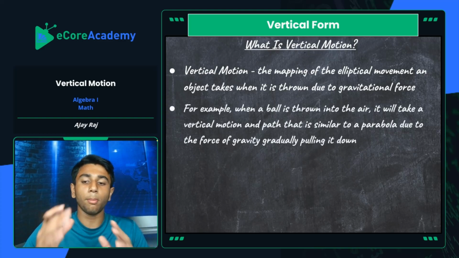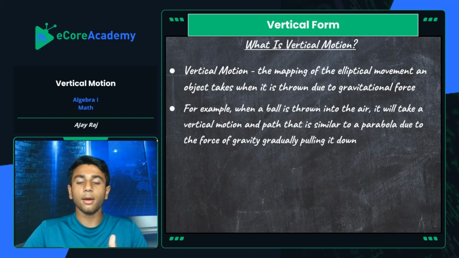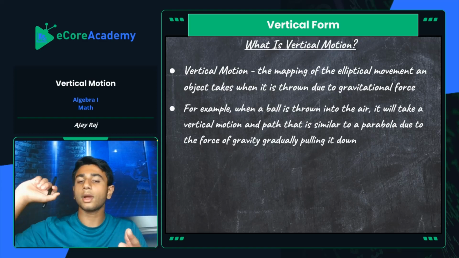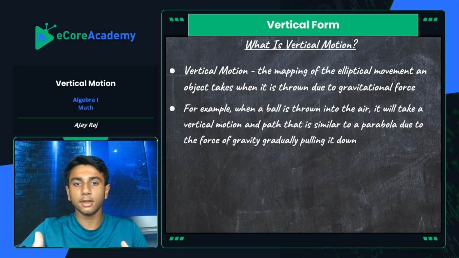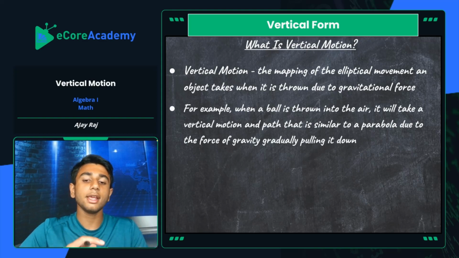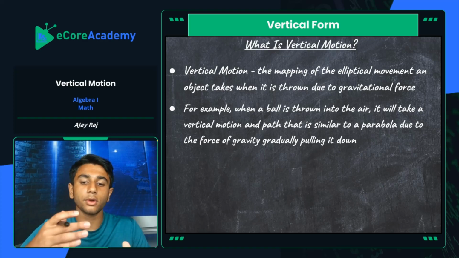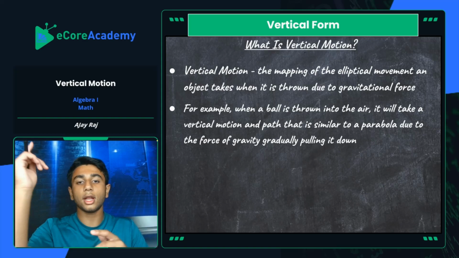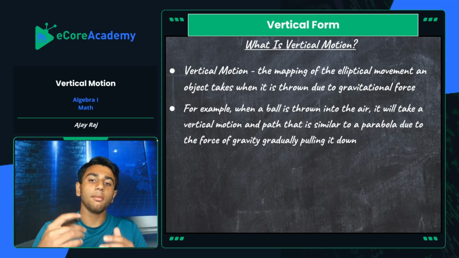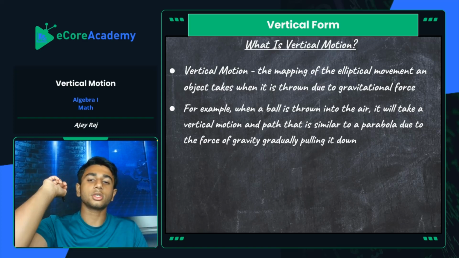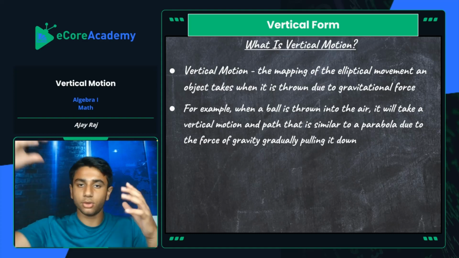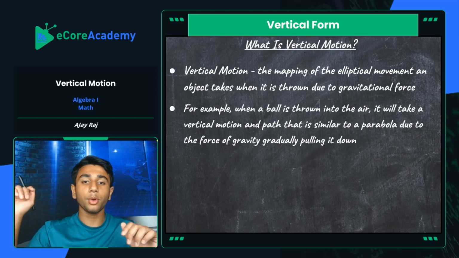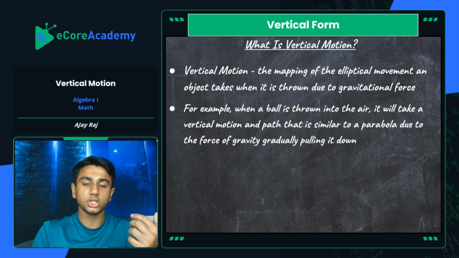So, for example, when a ball is thrown into the air and you're launching that ball right out of your hand with a significant amount of velocity, it will take a vertical motion path that is similar to a parabola due to the force of gravity gradually pulling it down. When you throw that ball, it's not going to go straight up and straight down, unless you're throwing it in a specific manner that drops it straight down. But when you're throwing it, it's going to have a parabolic shape.